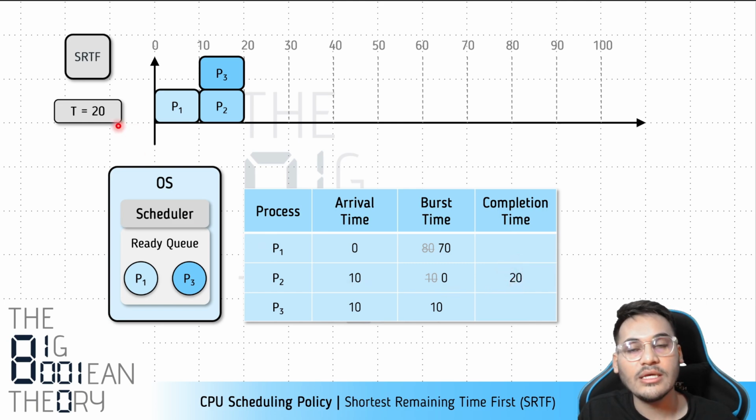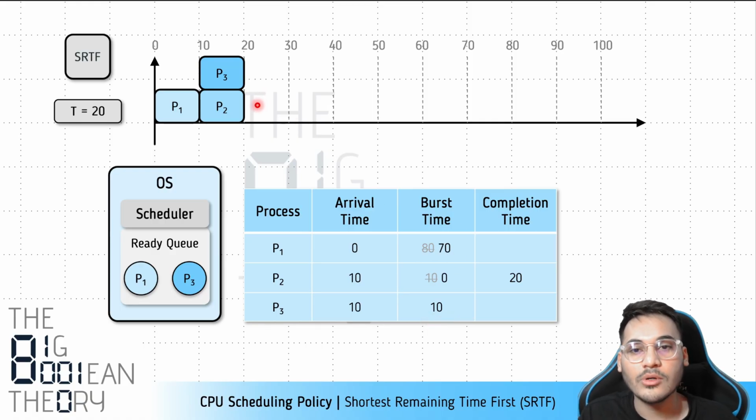Then at t equals 20, again the scheduler will re-evaluate the situation. Now there are two processes remaining in the system, P1 with a remaining burst time of 70 and P3 with a remaining burst time of 10. So which one will get picked? Obviously the one which is shorter. So P3, with a shorter remaining burst time of 10, will be picked as compared to P1.